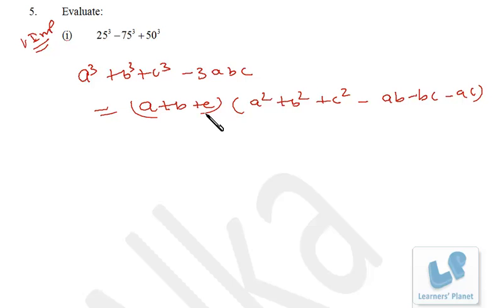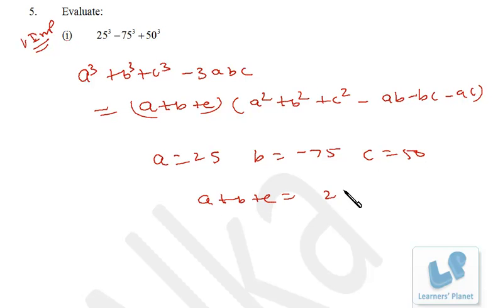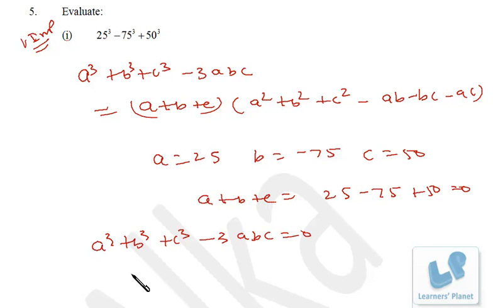Now here if a plus b plus c is 0, or I just directly take this example. Here a is 25, b is minus 75, and c is 50, right? So a plus b plus c is 25 minus 75 plus 50, that is 0, right? That means the entire right hand side becomes 0. In that case, a cube plus b cube plus c cube minus 3abc will be equal to 0, or we can say a cube plus b cube plus c cube will be equal to 3abc, right?